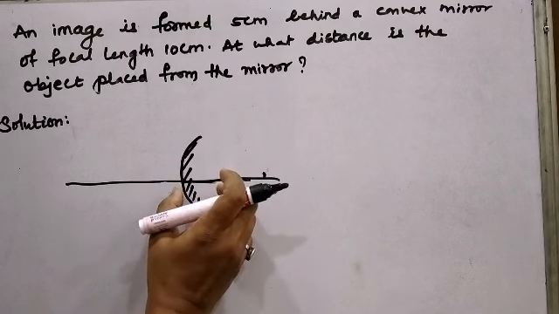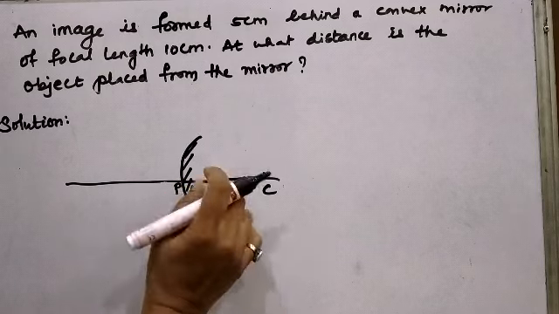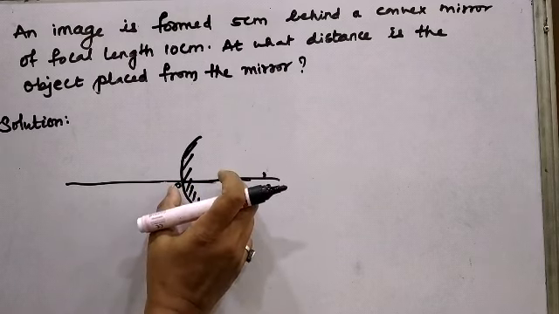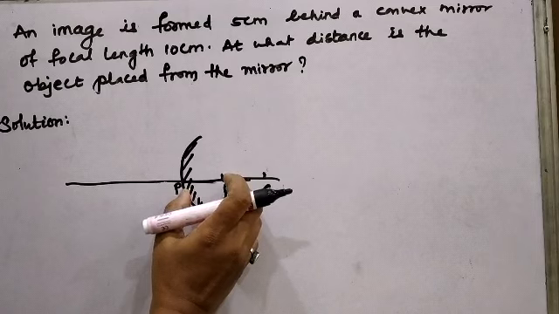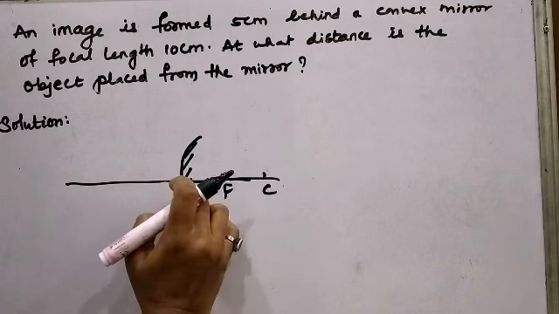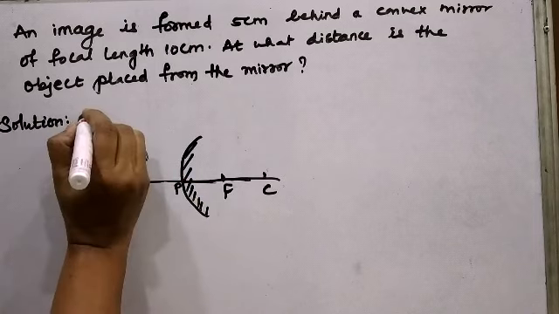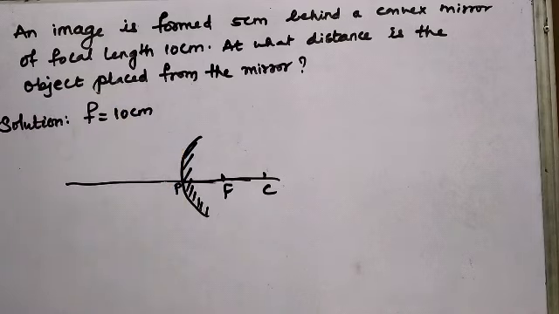We know that whatever distances are measured to the right side of the origin, that is the pole, are considered as positive. So focal length of convex mirror will be positive because the focus is formed on the right hand side of the mirror. So this is the distance which is taken to the right hand side of the origin or right hand side of the pole. So focal length of convex mirror is always positive. So this is equal to plus 10 centimeters.